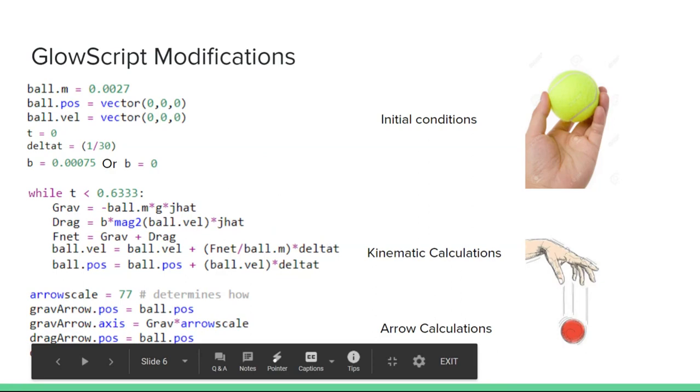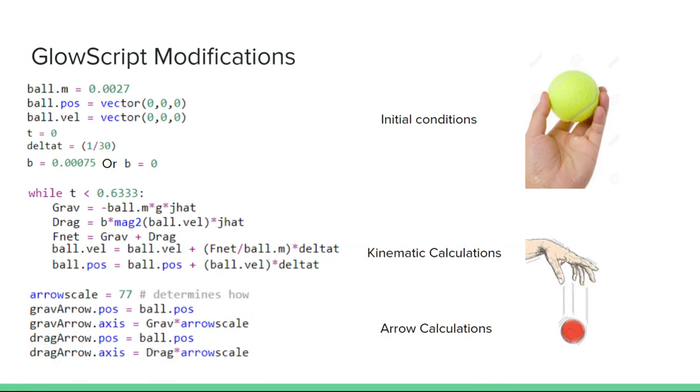Then, with this information, I was able to make a GlowScript simulation to model this motion. So I changed the initial conditions first by adding the mass of the ball, and I set the position and velocity equal to 0 because it was dropped from rest. Additionally, time is 0 and delta t is 1/30th of a second.